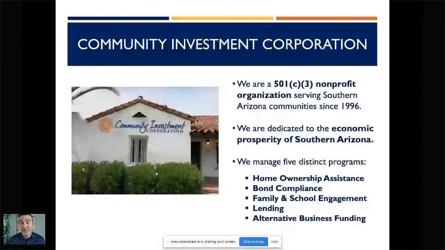We do home ownership assistance, so we're helping people, especially first-time home buyers and lower income folks, get down payment assistance or tax credits. We work with schools in a couple of ways. One is through schools who are getting financing through a bond, so we help them stay compliant with all of those rules and regulations.